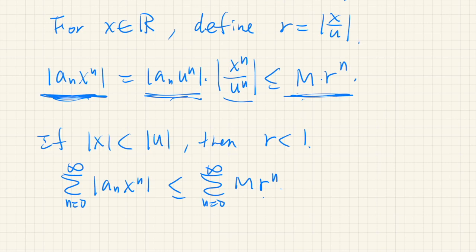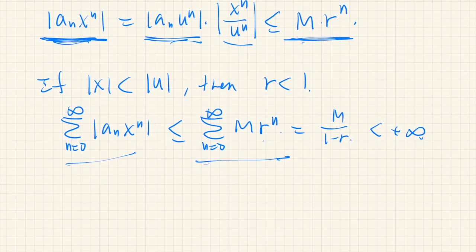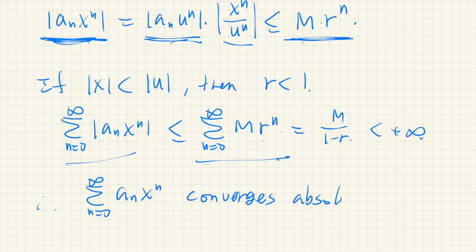Here r is some constant less than 1. So this has a sum that is M over (1 minus r). So this is not infinity. So that means we have a dominating series of this series. It follows that, therefore, this power series the sum of a_n x^n converges absolutely, and we're done.